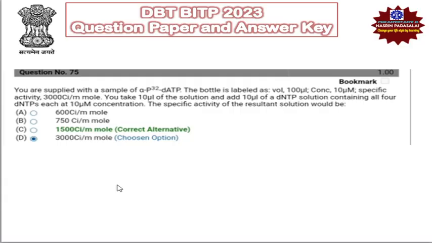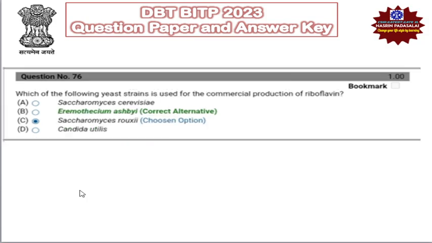Next, again a specific activity question has been asked. The correct answer for this question is 1500 curie. Please do tell me if anyone has attempted this particular question or not. The correct answer is 1500 curie. Next, which of the following yeast strains is used for commercial production of riboflavin? The yeast strain used for the commercial production of riboflavin is Eremothecium ashbyii. This is the strain which is used industrially for the production of riboflavin, vitamin B2.